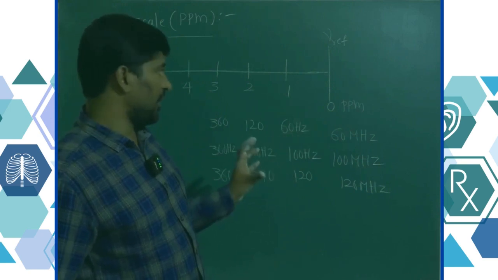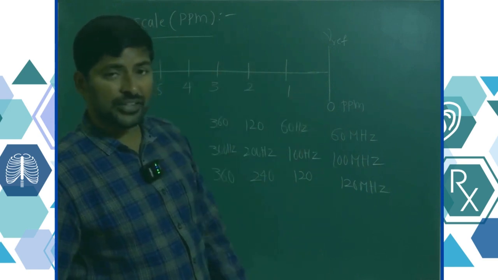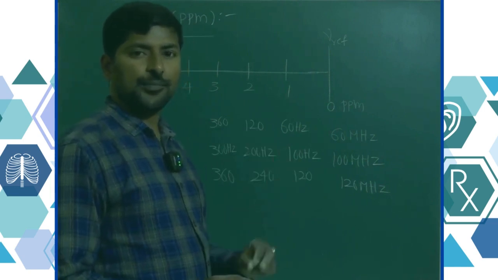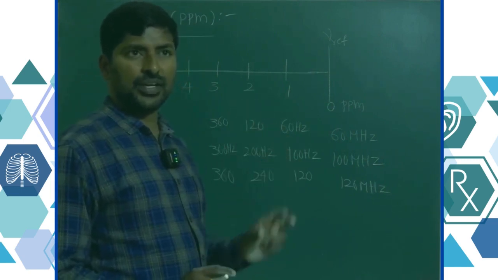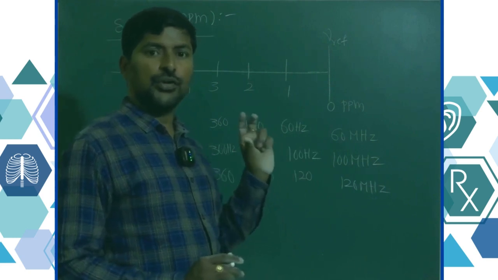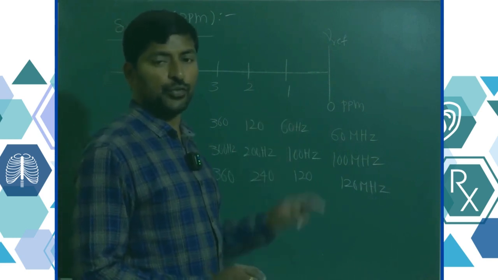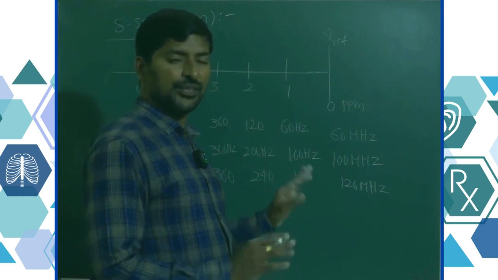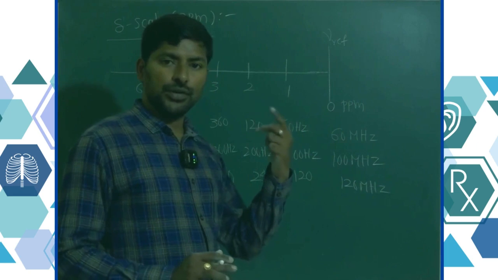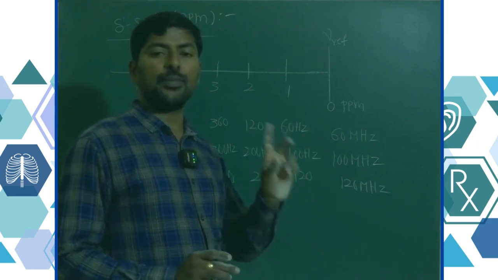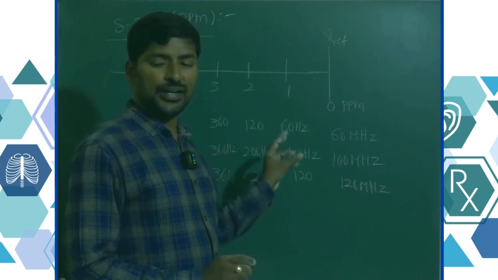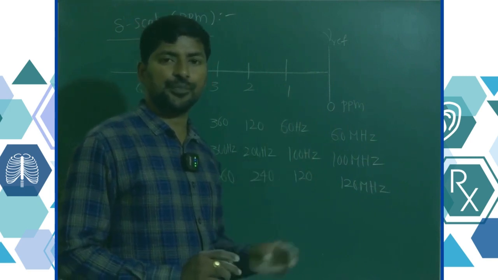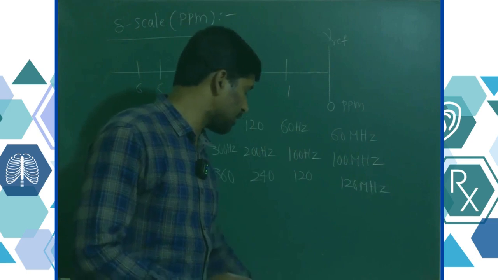This is called the delta scale, in which we express chemical shift in ppm. Why are we expressing it in the ppm scale? The drawback is that if you express chemical shift in hertz, it depends on both field and instrument frequency. To overcome that, we express it in the ppm scale. Chemical shift in the ppm scale is independent of both instrument frequency and applied magnetic field.